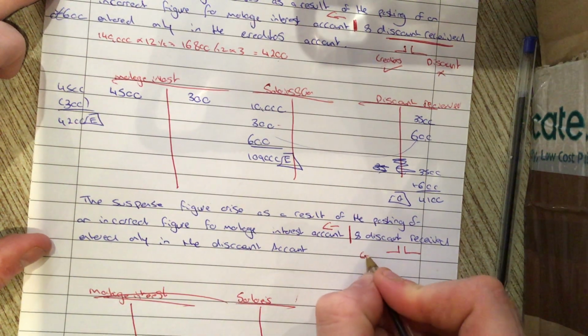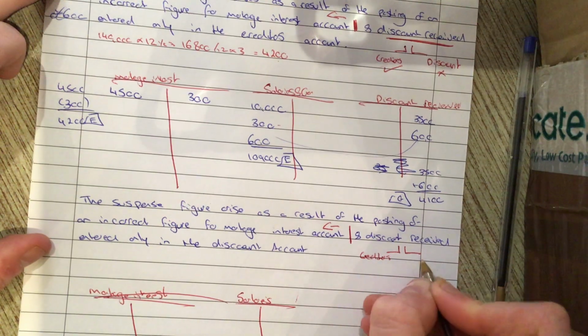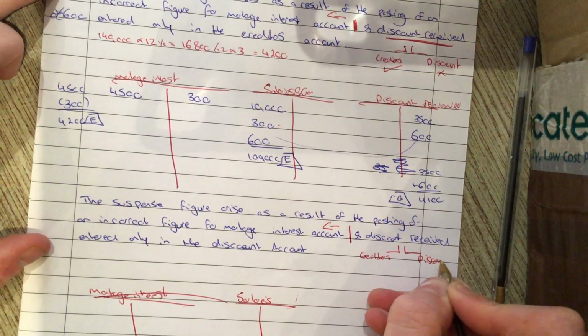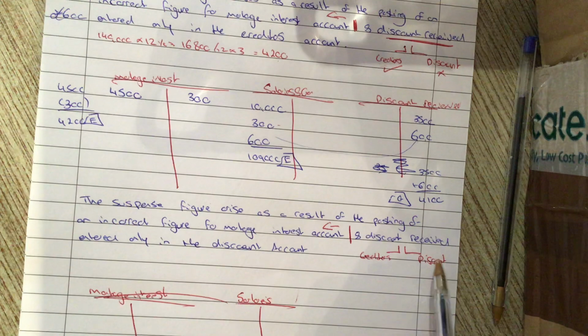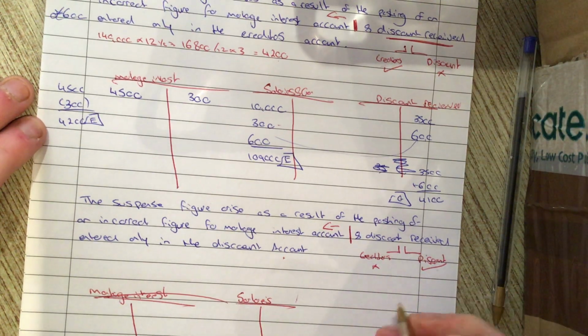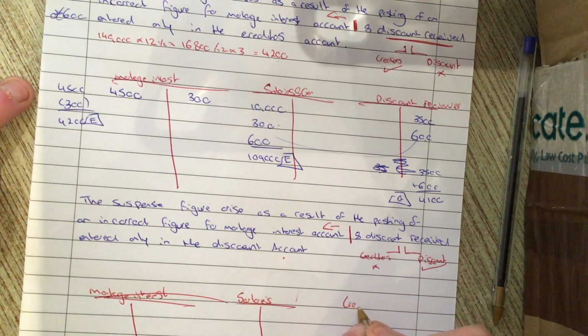Discount received. So what are the two accounts? It can affect creditors and discount. Why? Because discount received. Discount, that's common in all of them, right? And then if it's received, it affects creditors, and if it's allowed, it affects debtors, right? So this is common enough. Now, discount received entered only in the discount account. So it was entered in the discount account, it was not entered in the creditors account, which means I have to open up my creditors.